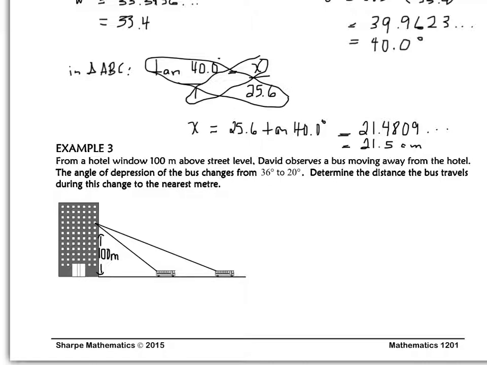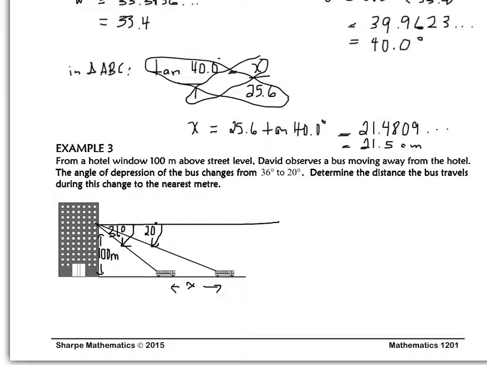So you are looking for the distance between the two spots where David sees the bus. So you're looking for x from here to here. And the angle of depression changes from 36 to 20. So if this is where our line of sight is taken from the hotel window, we have to draw a horizontal from up there. So we know that the first time he sees it, it's at an angle of 36. And then the second time, it's at an angle of 20.